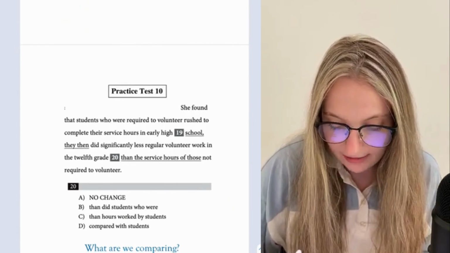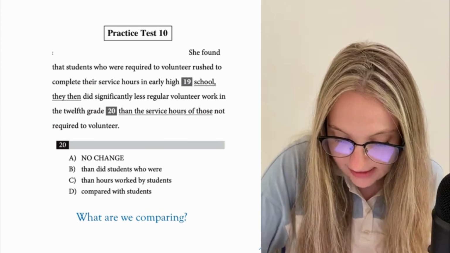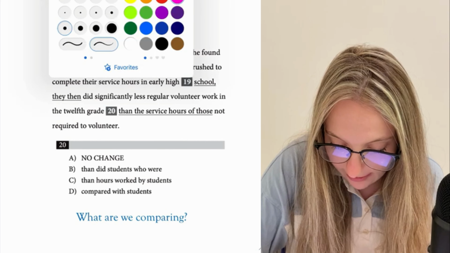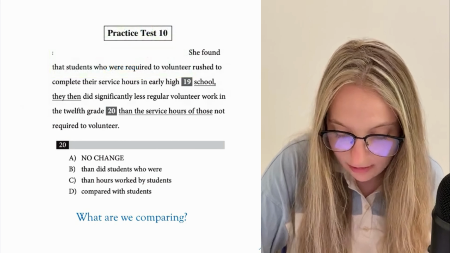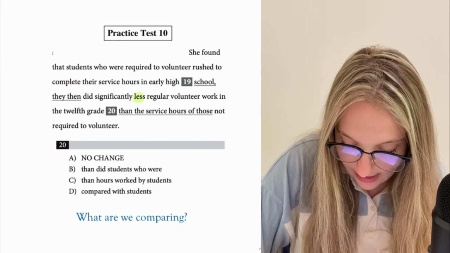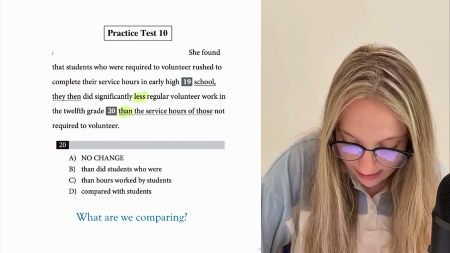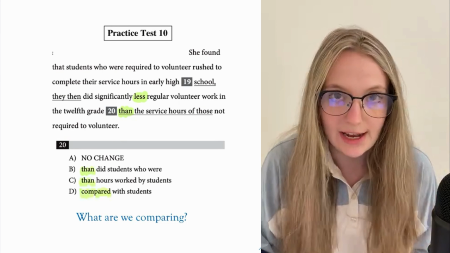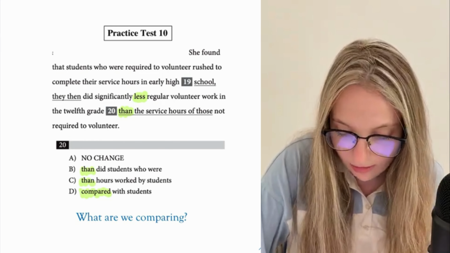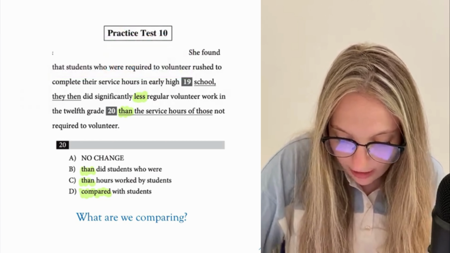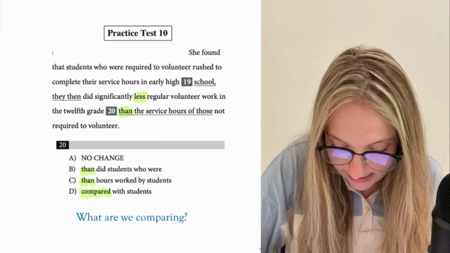Alrighty, and last but not least, we have practice test number 10 right here. So how do we know again that this is going to be a comparison question? We can see the word less right here. And then in the choices, again, we see either than in A, B, and C or compared in D. So that's how we again know it's going to be a comparison question. So let's see what it is that we're comparing.